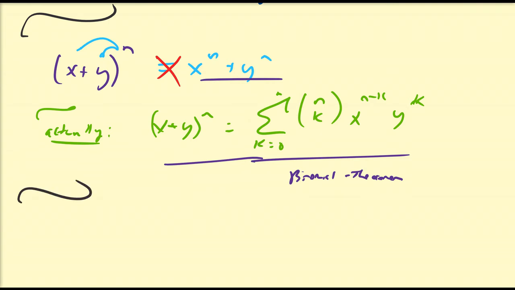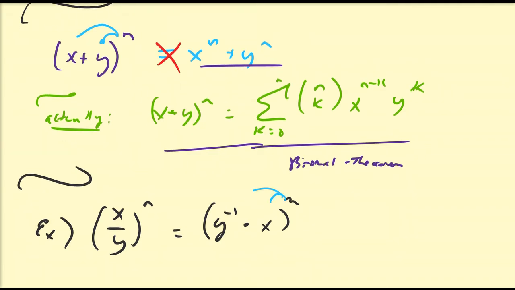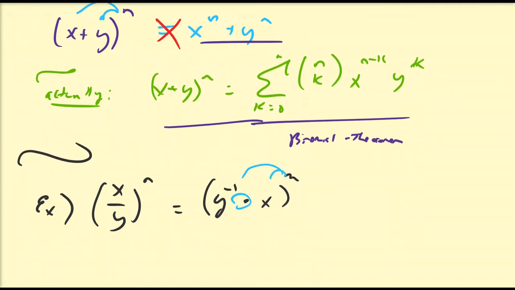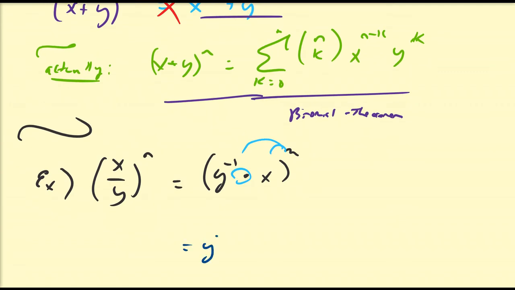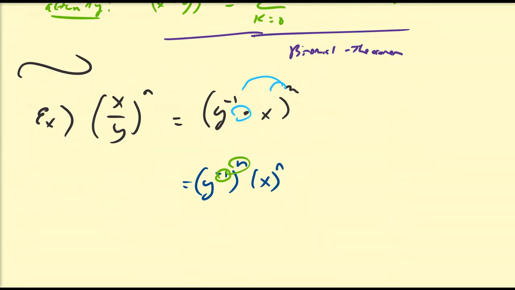Alright, so similarly, if you have something like (x divided by y) to the power of n, this is the same as x times y to the negative first, right? And what we can do is distribute this in, since we're working with multiplication here. So this is the same as y to the negative first to the power of n times x to the power of n, right? Remember, we have a power to a power, so we can multiply those two things together. So this is the same as y to the minus n times x to the positive n.